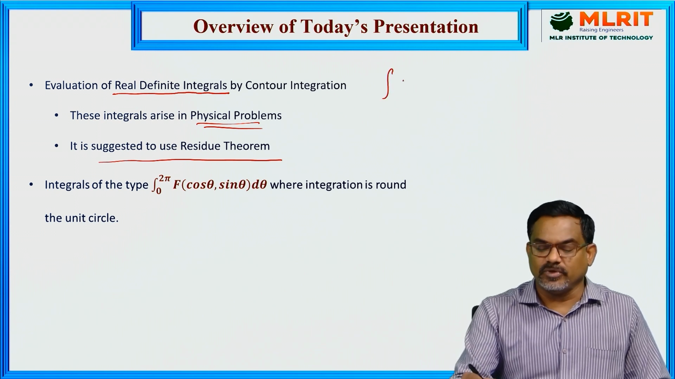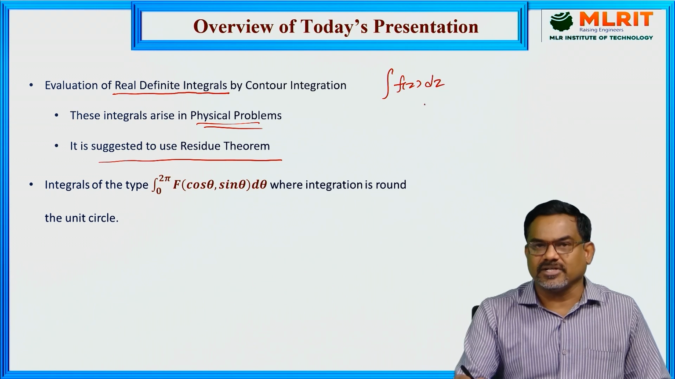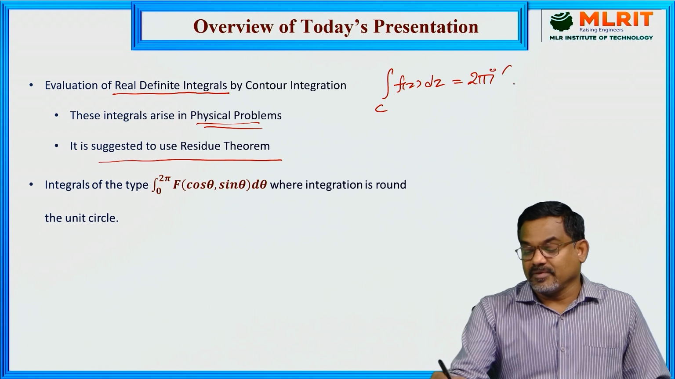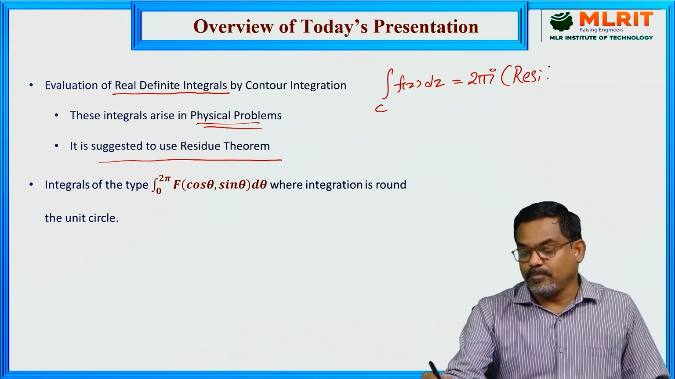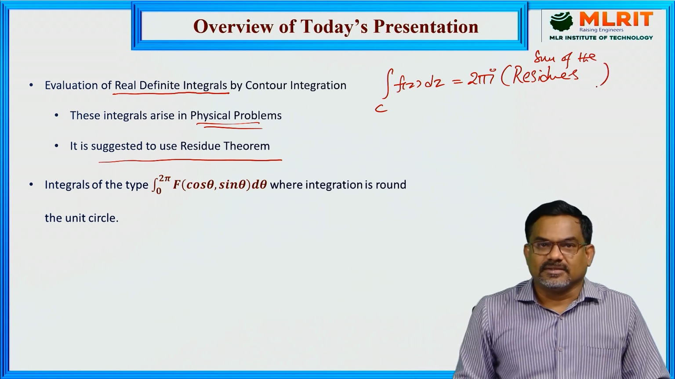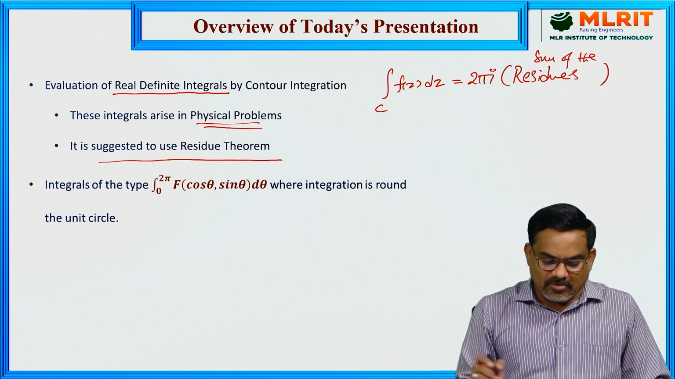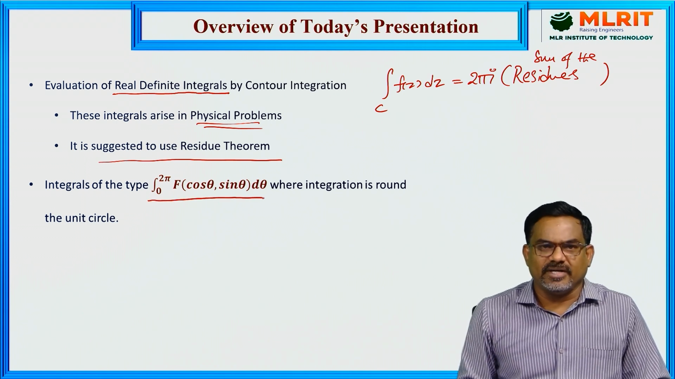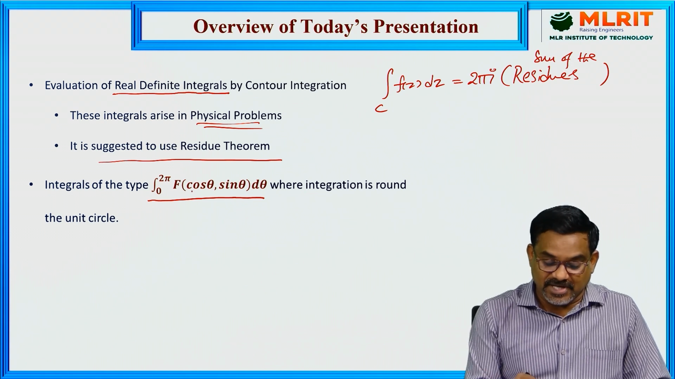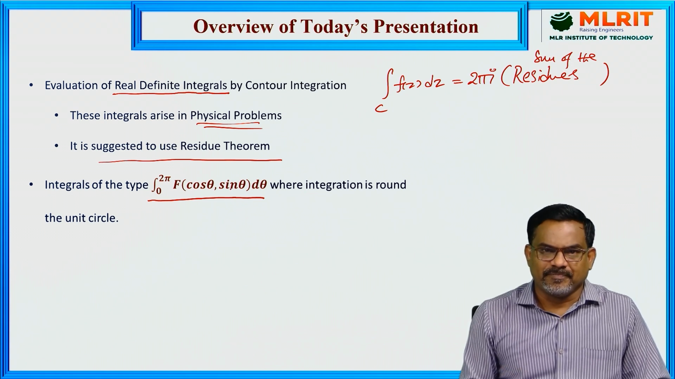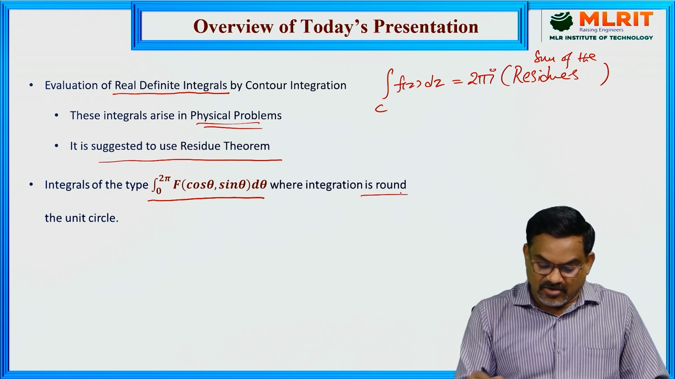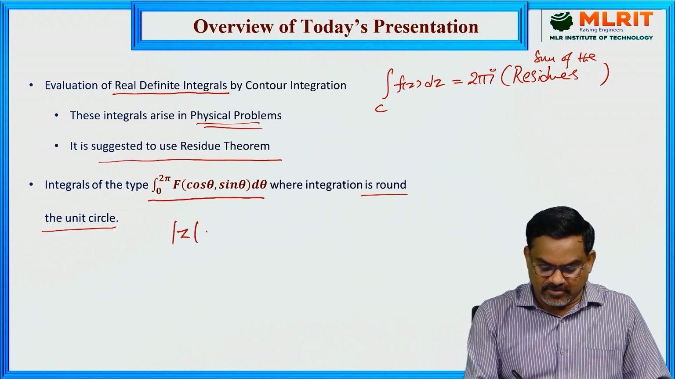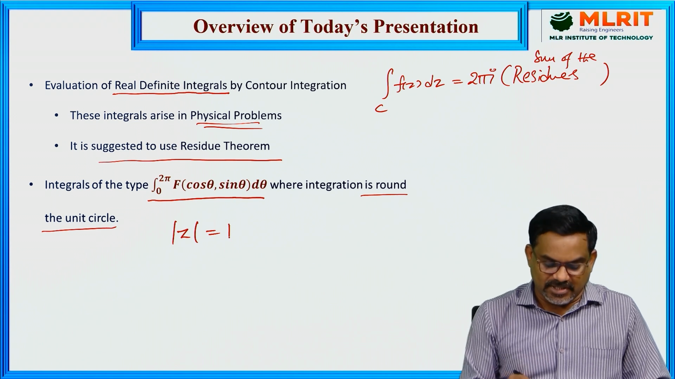Using the residue theorem, we can evaluate the line integral of a function f of z dz along a curve C using the residues. So, 2 pi i times the sum of the residues, that is the residue theorem. Now, today we are going to discuss a method of evaluating the line integral of a function having either sin theta or cos theta terms. And here the integration is around the unit circle, that means mod z equal to 1.